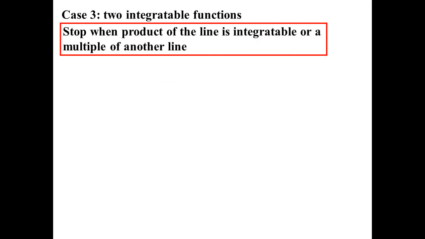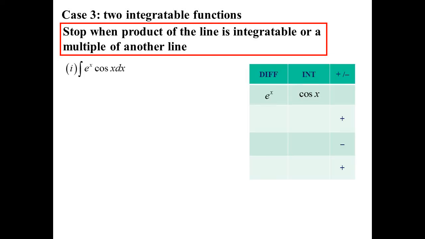What happens if you've got two integratable functions? So you've got a choice. Well, we'll stop when the product of the line is integratable, so if you get to that situation, or it's a multiple of one of the other lines. So let's do e to the x cos x. I'm going to choose e to the x to be our differentiation, cos x to be our integration.